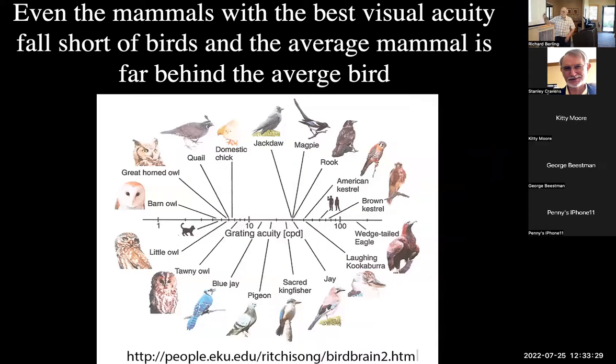This just illustrates an estimate of visual acuity. And although primates among mammals have visual acuity that rivals some of the highly visual birds, a generic mammal like a cat here has visual acuity equivalent to only the nocturnal birds.